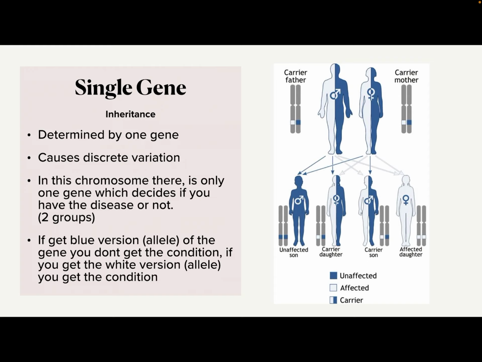Now, on the key, you actually notice what it says, unaffected, affected, or carrier. And that's because for every gene, you have 2 versions. So it's still a single gene that's there, but because you inherit a copy of that single gene from your mum and a copy of the same gene from your dad, you actually have 2 copies of every gene. But this is still caused by a single gene.